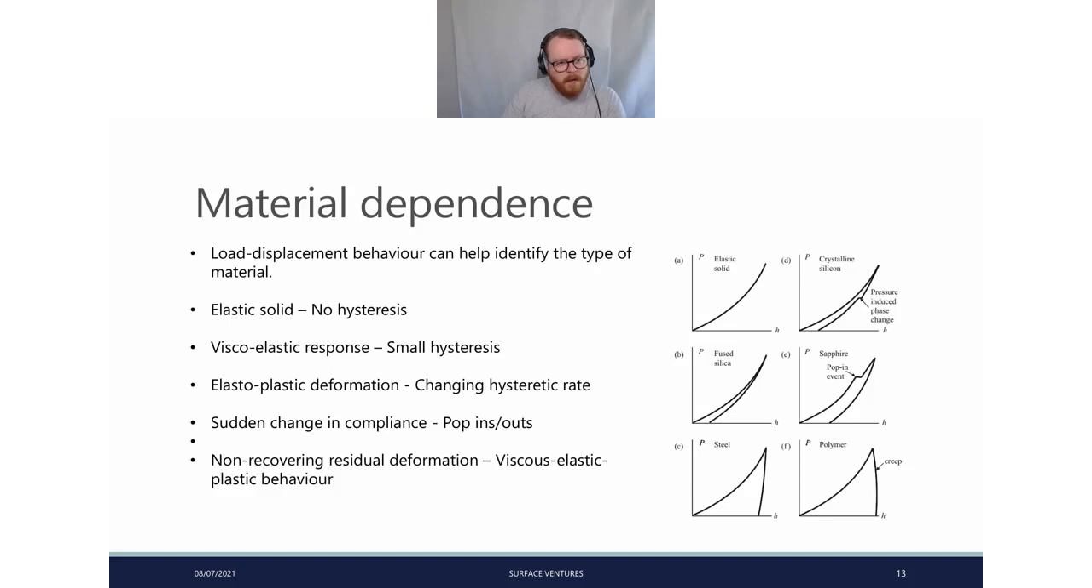So typically, if we perform an indentation on a metal, we would see a nice standard load-unload, such as what we have for C here for steel. But there's a lot of material dependence in these, such as with elastic solids, where essentially you don't get any hysteresis at all. There is no deformation induced on the surface, and therefore the load displacement will.